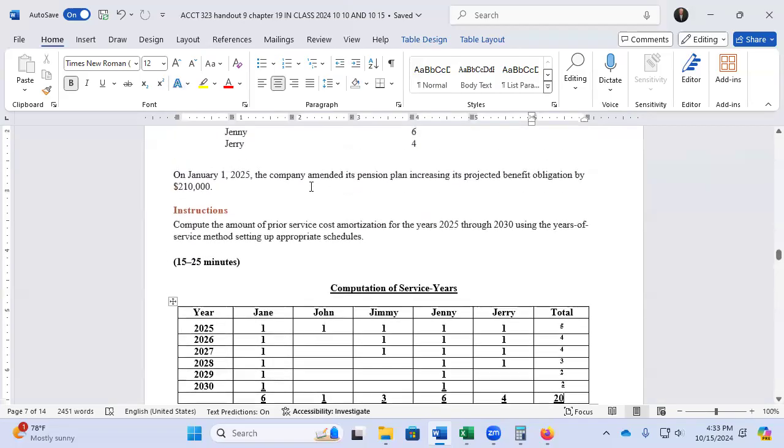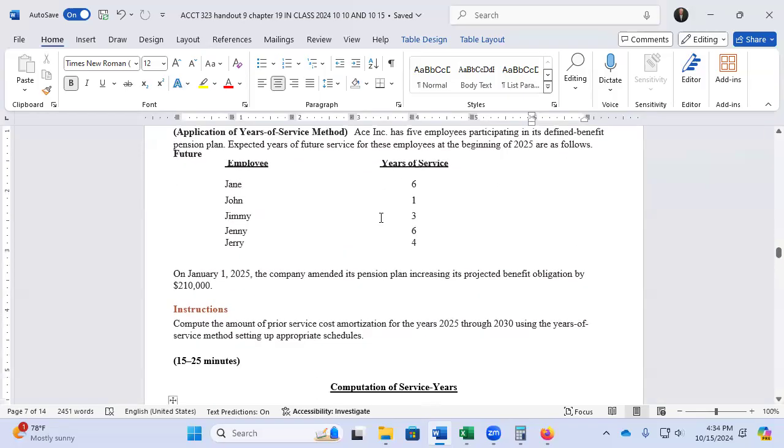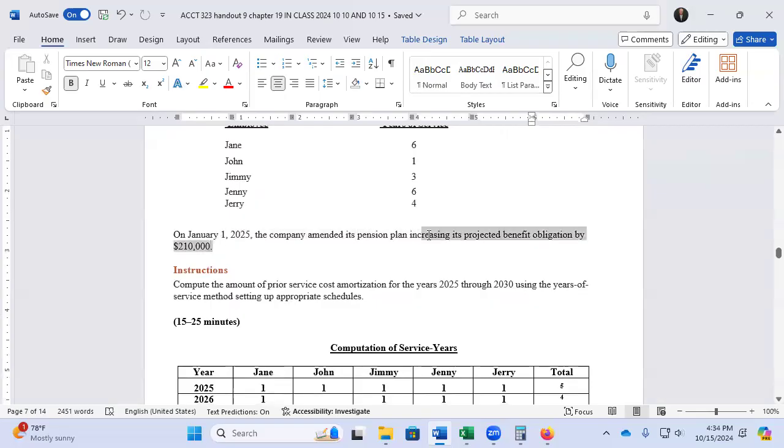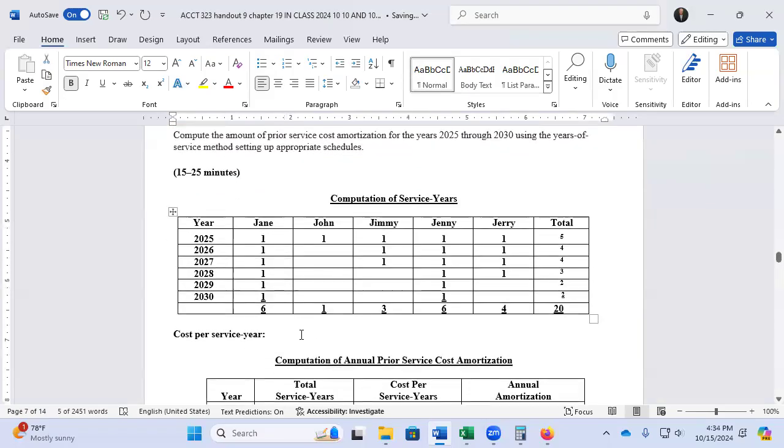Now we have to find the cost per service year. And so it says they're increasing the projected benefit obligation by 210,000. So we have 210,000, and we're going to divide it by our total of 20 service years. And that equals 10,500 per service year.